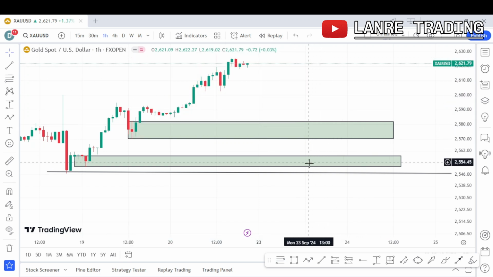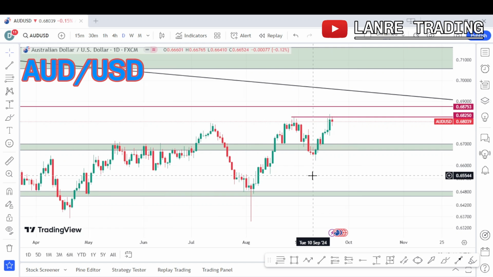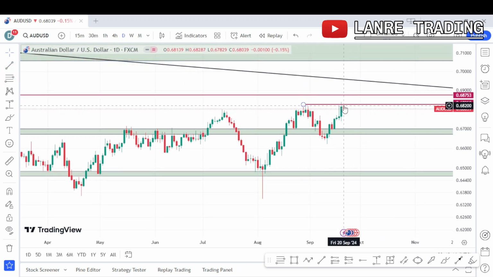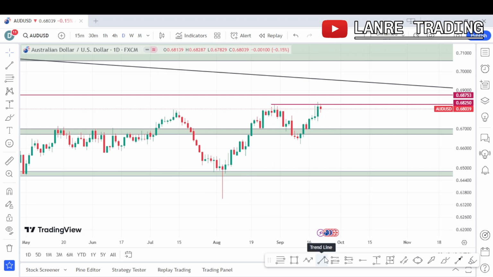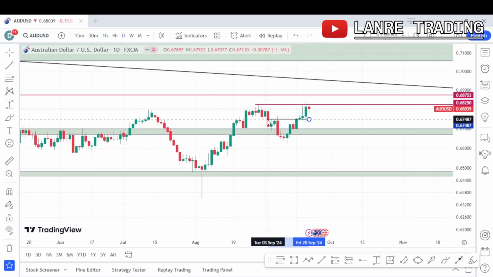I'll be moving on to AUD USD right about now. For AUD USD, what is currently happening here is price has come to form an equal high. And a recap on last week's analysis is, I was expecting price to come back to this level right about here, to this demand level, so we can sell at a good price.